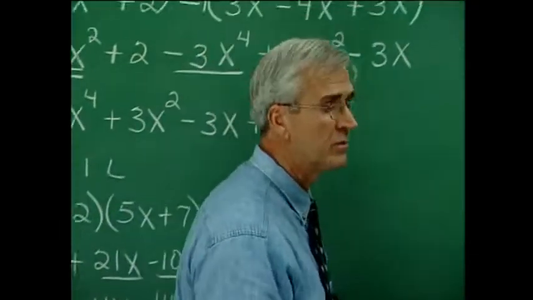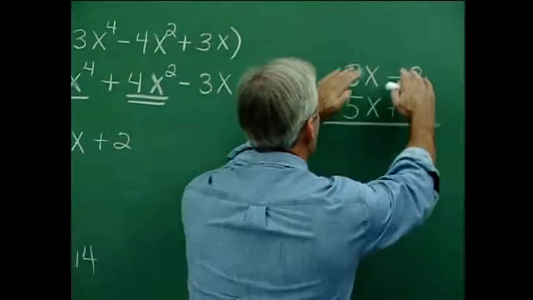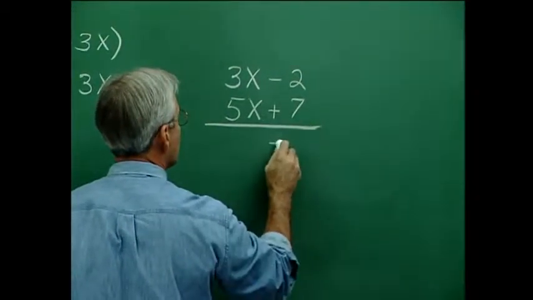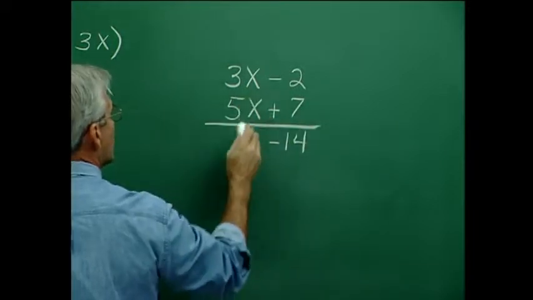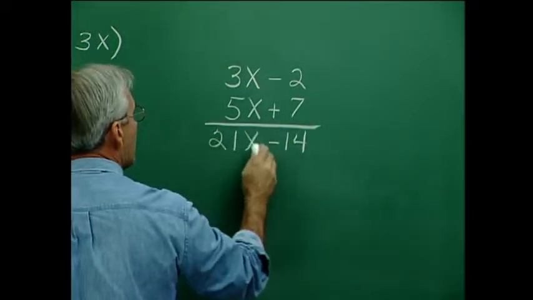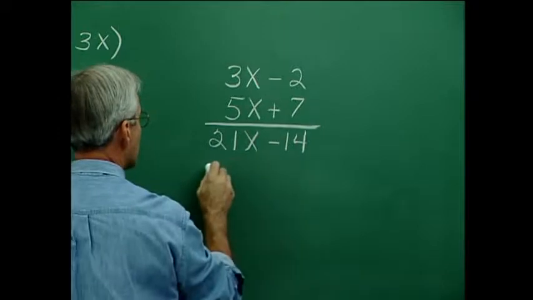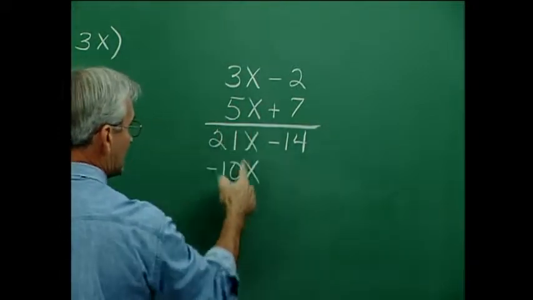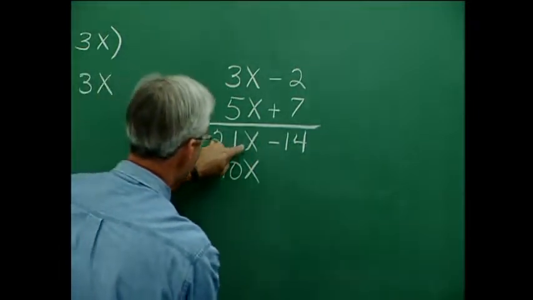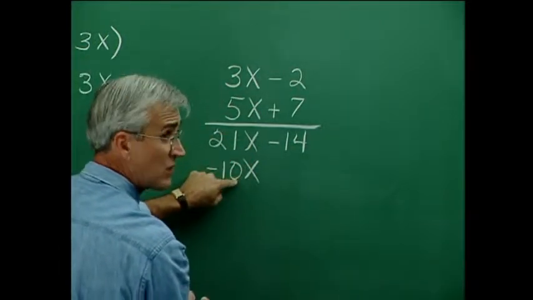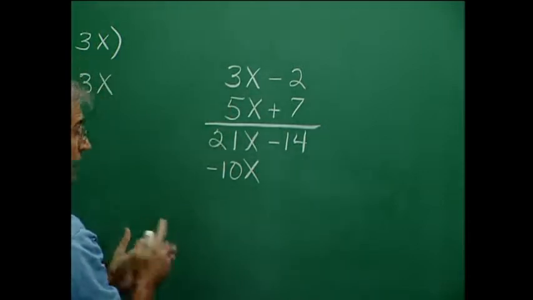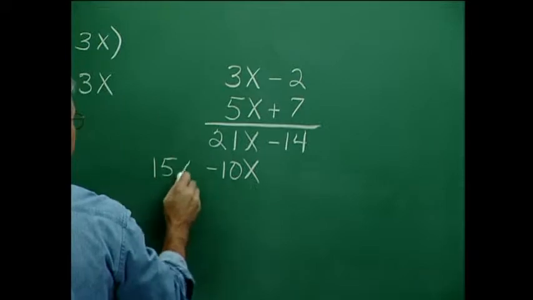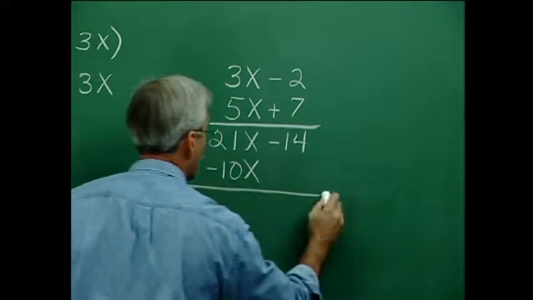We don't often use this, but I just want to make you aware that it's possible. We could arrange them vertically like this and multiply, let's see, 7 times negative 2, that's negative 14, and then 7 times 3x is 21x. Then 5x times negative 2 is minus 10x. Now notice how I'm putting the minus 10x under the 5x, and it also accomplishes the idea of having these terms of the same degree kind of line up for collection a little bit later. Then 5x times 3x is 15x squared. Then I draw the line and collect.